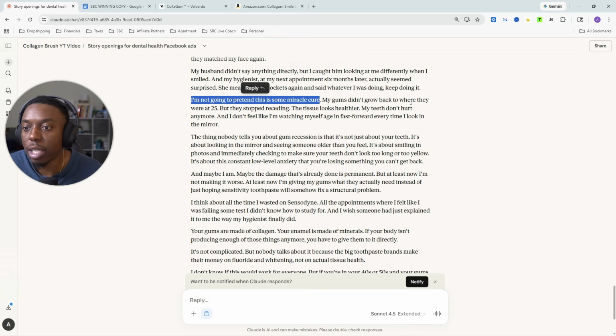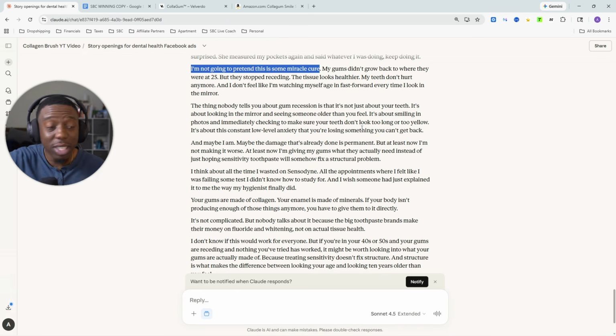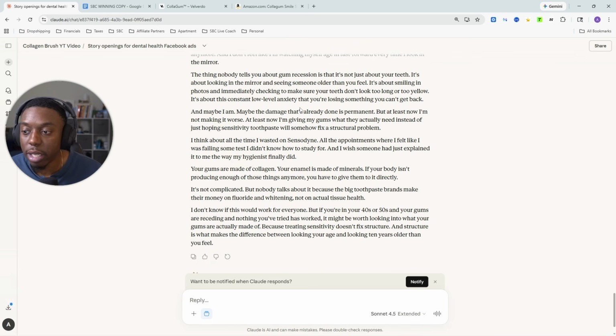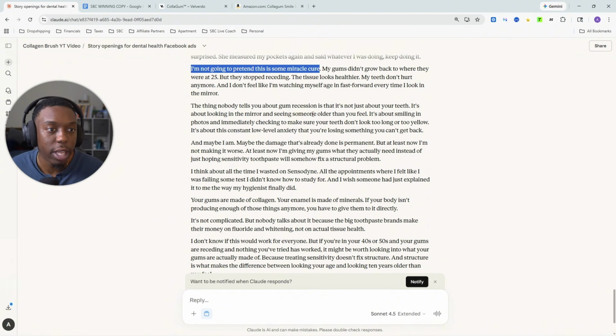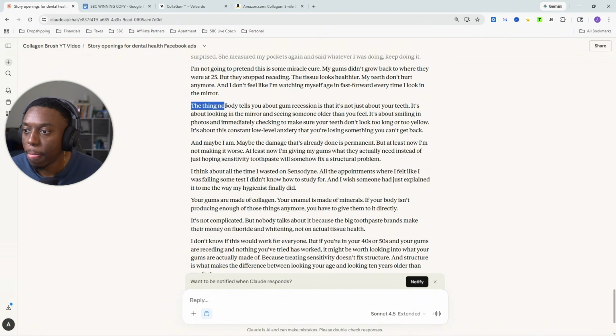My gums didn't grow back to where they were at 25, but they stopped receding. The tissue looks healthier. My teeth don't hurt anymore, and I don't feel like I'm watching myself age in fast forward every time I look in the mirror. So this is also more believable, and people are more likely to actually want to buy this product because you aren't making these crazy claims. It's just enough for them to feel and understand that there's a difference, but not anything where they feel like overnight their entire lives are going to change. The thing nobody tells you about gum recession is that it's not just about your teeth.